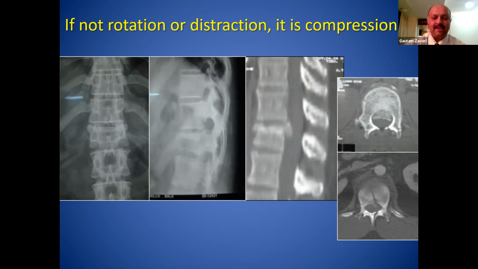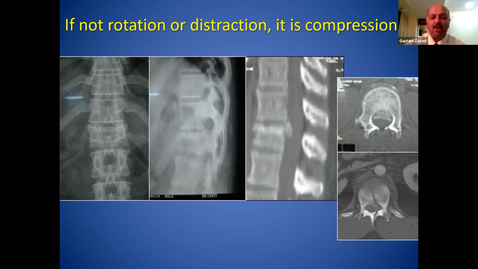A type A is a compression injury where the majority of the load is borne by the vertebral bodies and the disc. The posterior ligamentous complex is intact. A type B injury is a distraction injury. Here, what fails first is the ligamentous complex at the back, and the injury then travels from posterior to anterior, and therefore the vertebral body fracture is the last part of this injury.